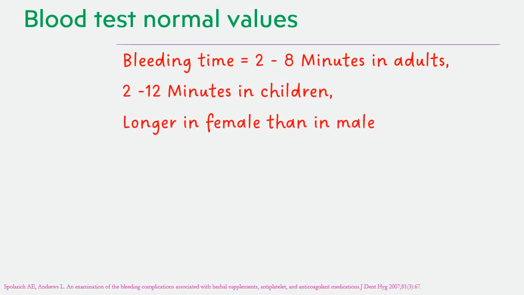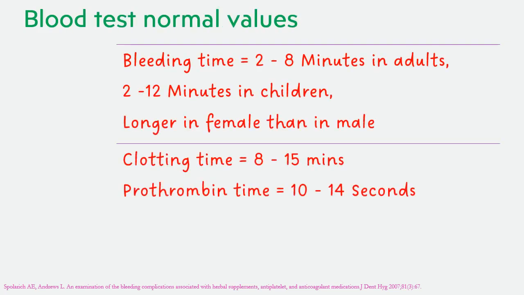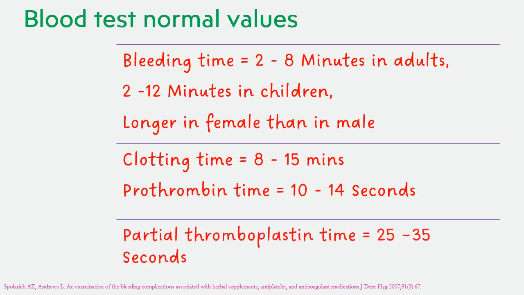It is important for all of us to know these normal values of bleeding time, clotting time, and prothrombin time. The bleeding time ranges from 2 to 8 minutes in adults and 2 to 12 minutes in children. It is longer in females than in males. The clotting time ranges from 8 to 15 minutes, whereas the prothrombin time ranges from 10 to 14 seconds. The partial thromboplastin time ranges between 25 to 35 seconds.